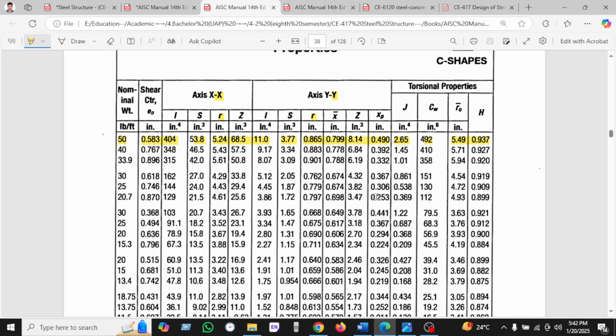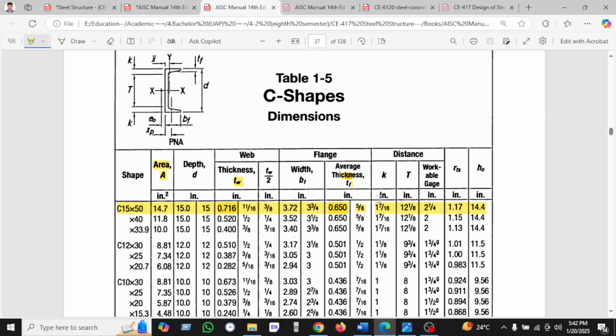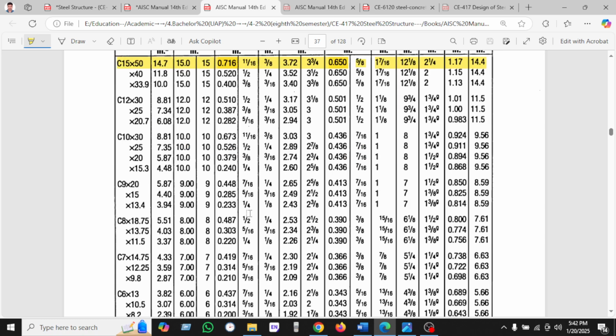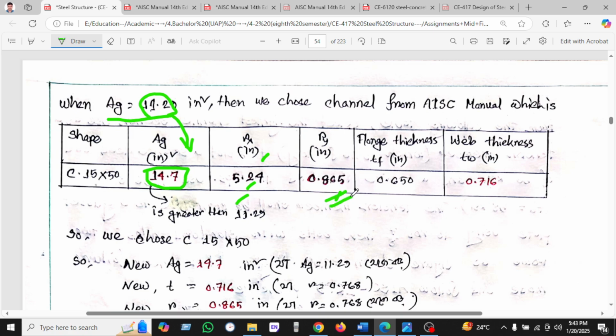Okay, where is ry? Give me 1 second. Rx, ry, where is rx? Here is ry. Okay. 0.865. So this is what we found, and thickness we have found, and web thickness we also found.